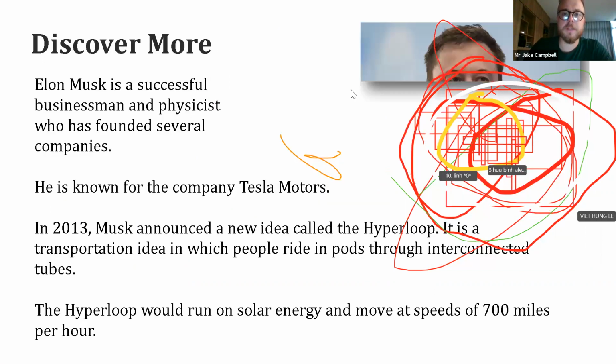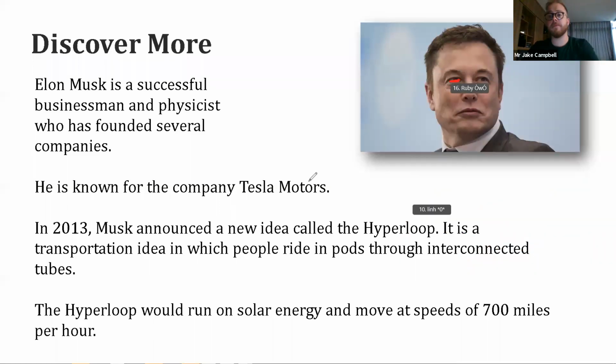All right, class, we got some reading to do. Oh, this guy might be familiar to a lot of you. Stop drawing. Ruby, don't draw in his eyes. All right, so this guy might be familiar to some of you and might not be to others. So I'm going to color code some stuff.